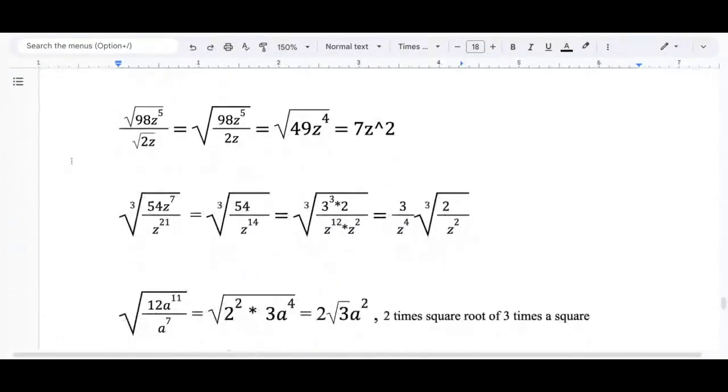Okay, let's see this one. Numerator is a square root, denominator is a square root. So we have the same square root. That means we can put a square root outside, and the numerator and denominator are inside. So 98 divided by 2, that's 49. Z raised to 5 divided by z becomes z raised to 4. Square root of 49 is 7. Square root of z to the 4th power is z squared.